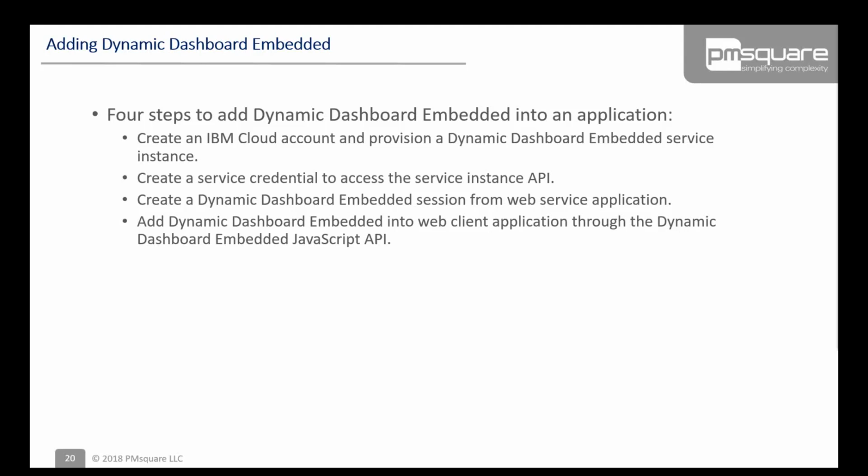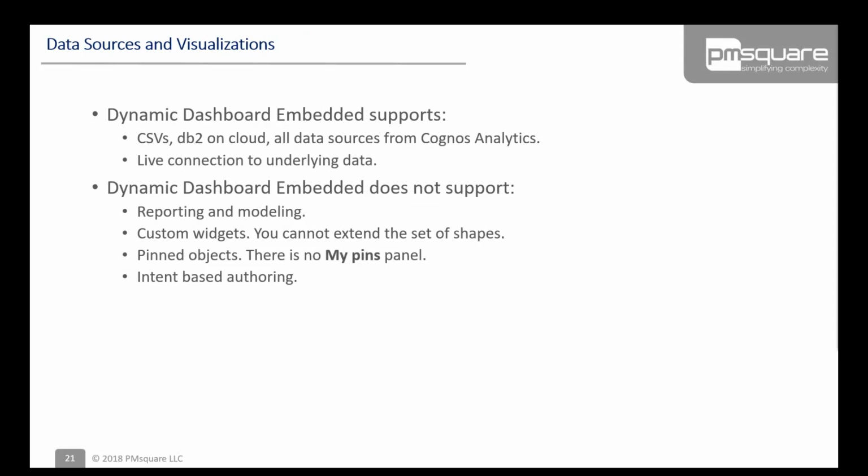And again, you can get started with this today because it is in beta. And given that it's in beta, it's free at the moment. So it's a great time to give it a shot, get started with it. So just a few specifics about what is supported and what's not supported. From a data source perspective, you can tie into CSVs, or DB2 on the cloud, or any data sources from Cognos Analytics. And you're going to get a live connection to the underlying data.